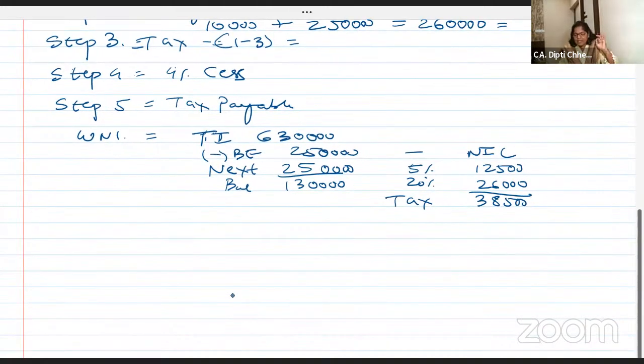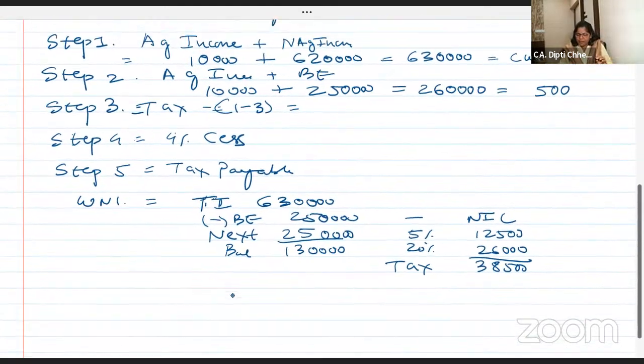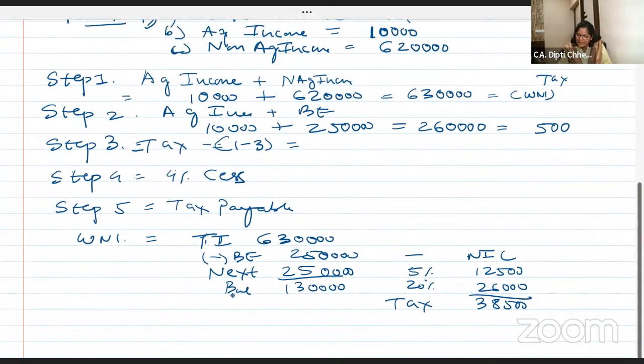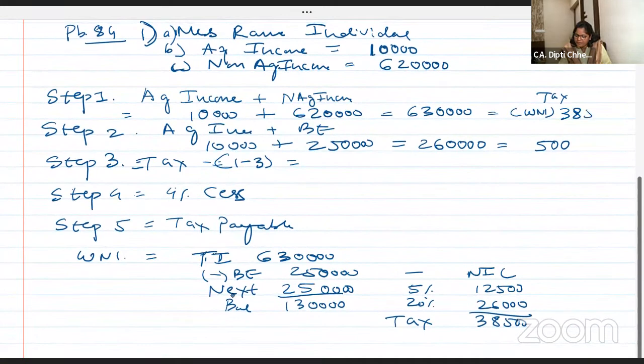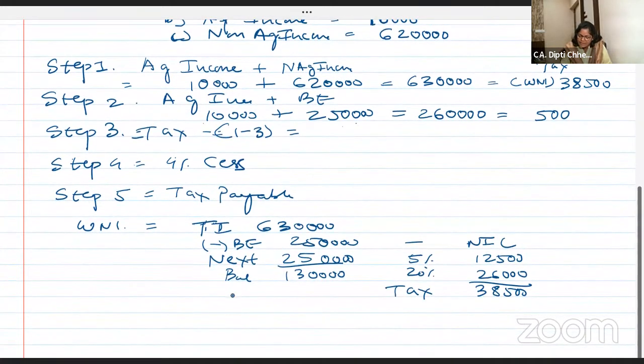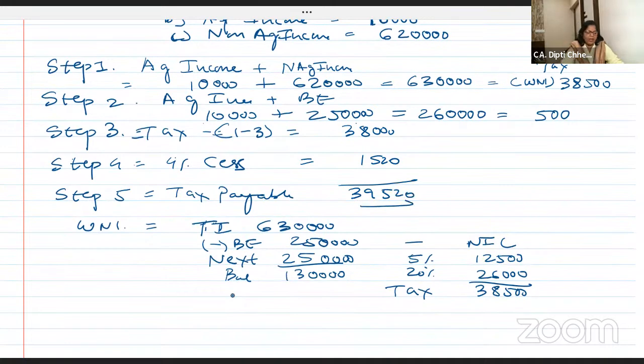This you can do it in calculator if they ask you for 5 marks problem. 38,500. And what is agricultural income and basic exemption tax? 500. So what is tax payable? 38,000. अब 38,000 पे 4% आप निकाल लो, cess 1520. So what is the tax payable? 39,520. 5 marks problem over.